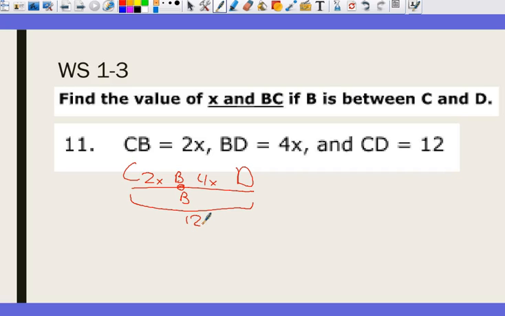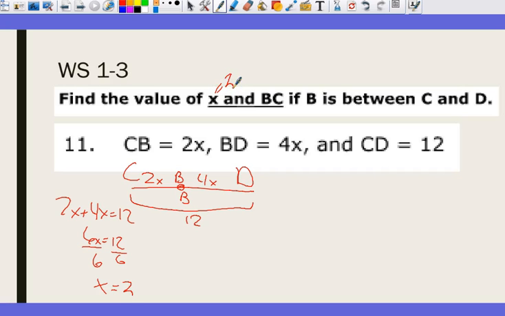We know this segment plus this segment equals 12. 2X plus 4X is equal to 12. 6X is equal to 12. Divide both sides by 6. And we get X is equal to 2. That's your first answer.